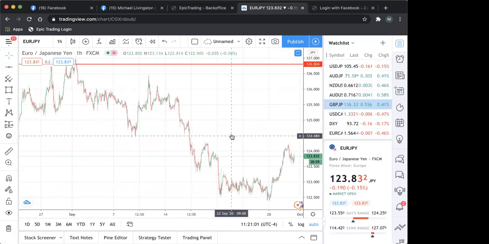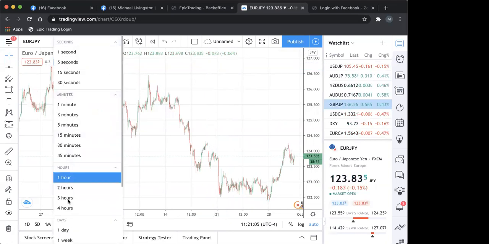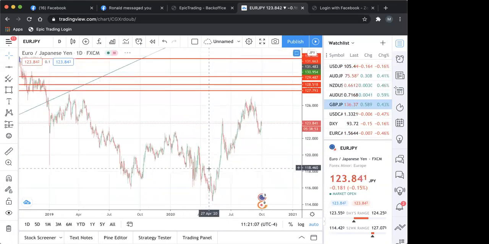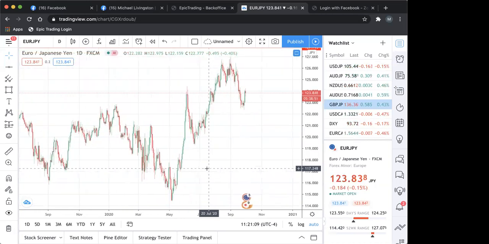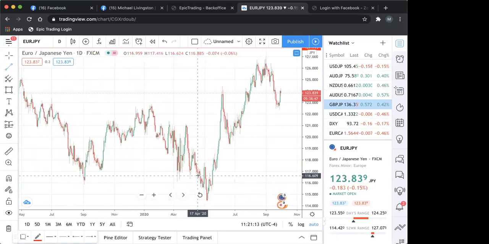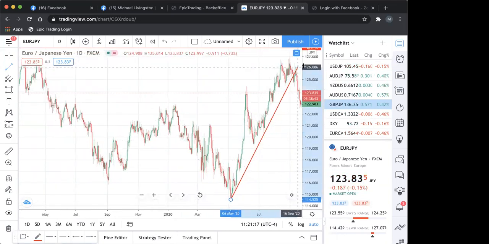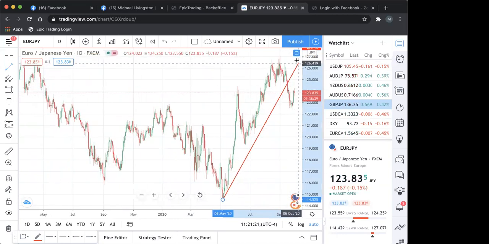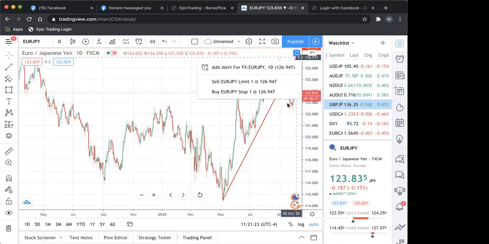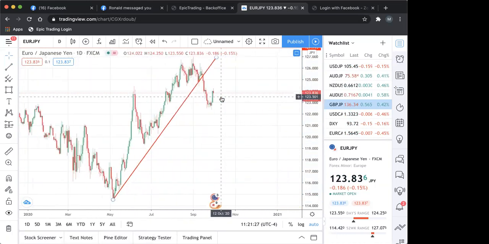Let's draw this up real quick. First of all, we don't want to start on the hour. We want to start on the day because you want to get the overall picture of which way the market is going. Okay, so it looks like it was in an uptrend, right?